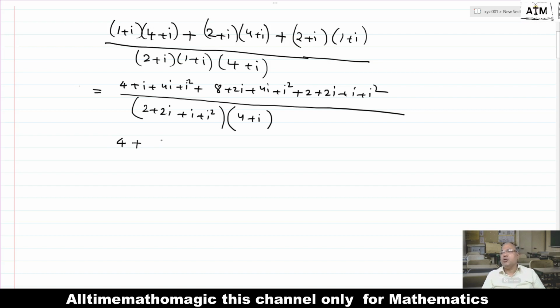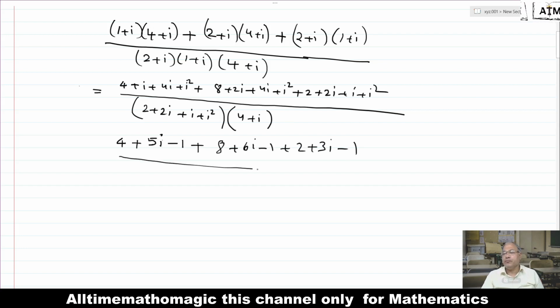And wherever addition of i is possible, we will add them, like i plus 4i equals 5i. And wherever i square is there, write down minus 1. So 8, 2i plus 4i, that is 6i, and i square equals minus 1. Plus 2, 2i plus i, that is equals to 3i, and i square equals minus 1. In the denominator also we do the same thing. 2 plus 3i, and i square equals minus 1, and writing the third bracket as it is.